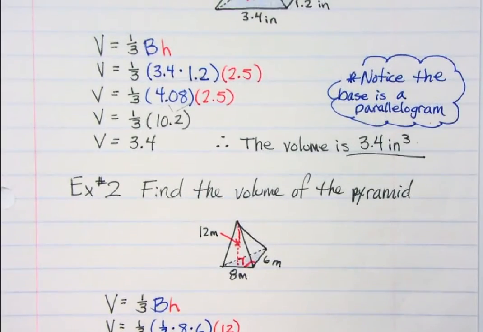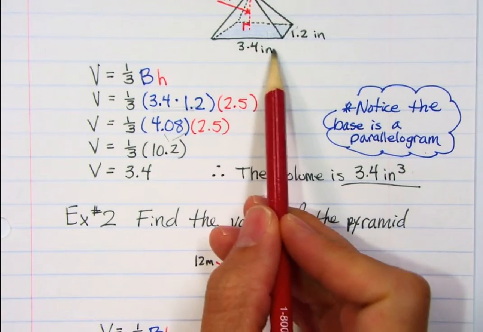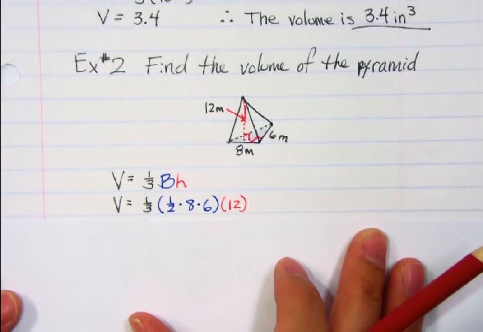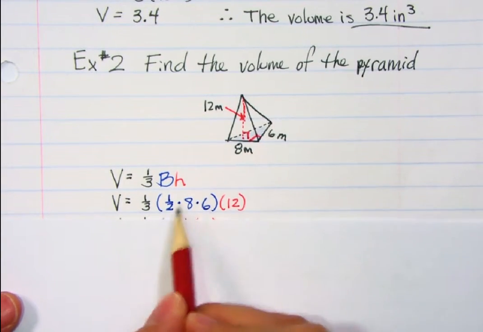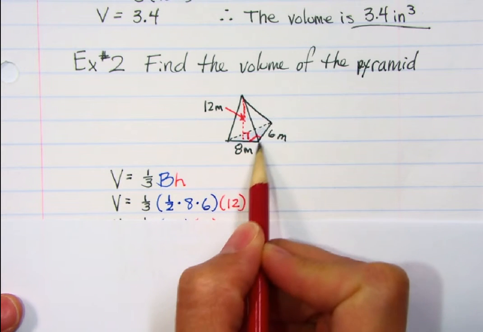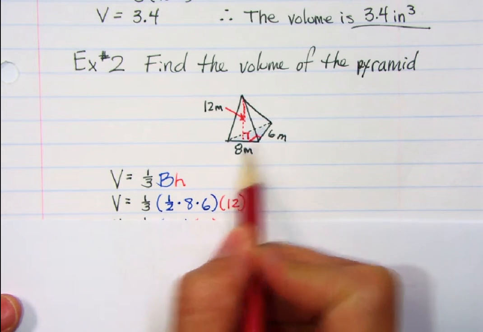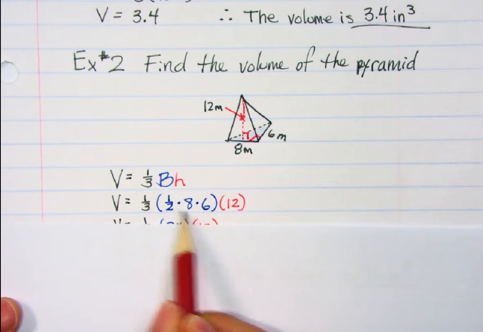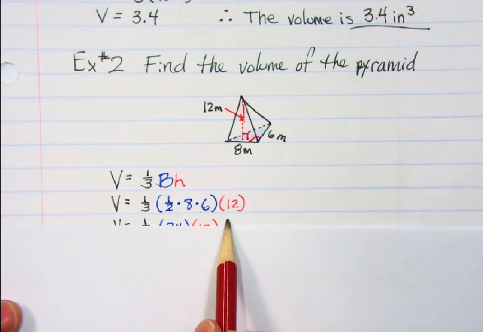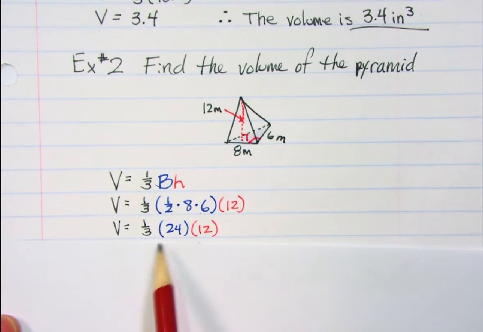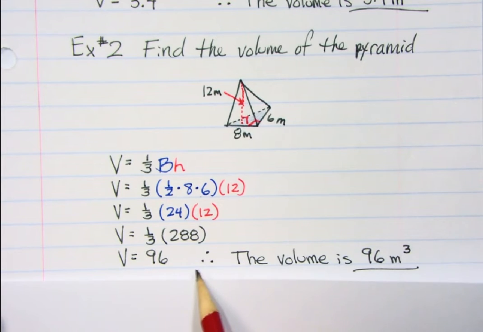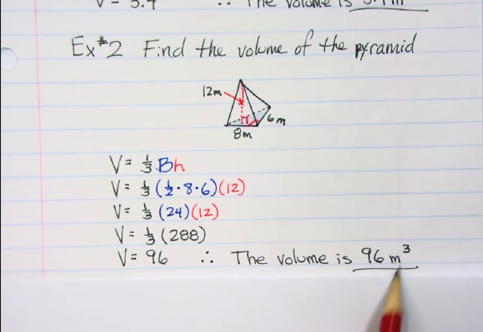Last time, up above, I just did 3.4 times 1.2, the area of a rectangle. But this time it's a triangle, so I have to do half of 8 times 6. This is the height of the triangle and base of the triangle, so 8 times 6 cut in half. All this blue part here is just the area of the base. My height is 12 meters, and then I do 1/3 of all that when I'm done. I end up with 96, so the volume is 96 meters cubed.